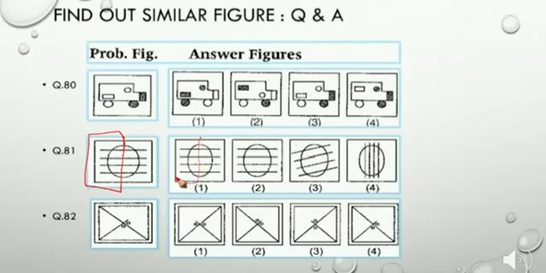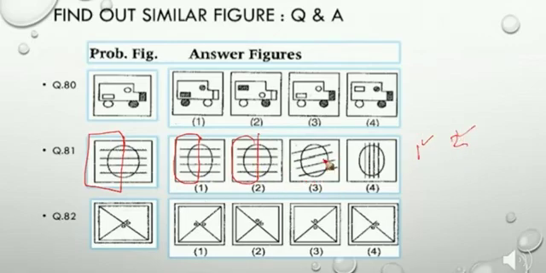Let's check in option 1. 1, 2, 3, 4 lines are there and it is looking similar. So 1 is looking similar. In option 2, 1, 2, 3, 4 lines are there. It's also looking similar.